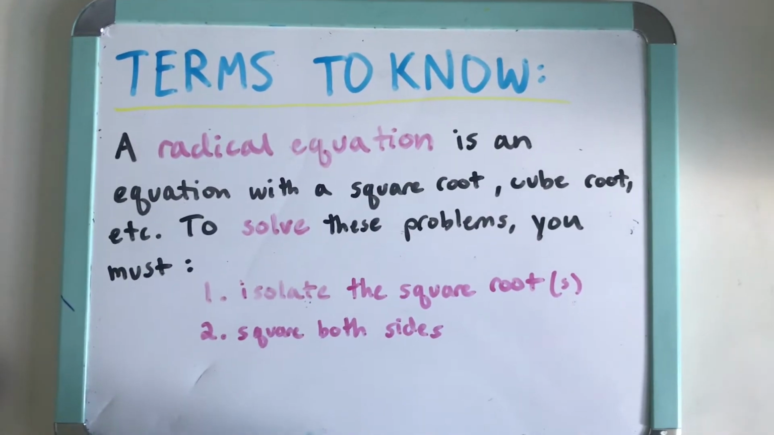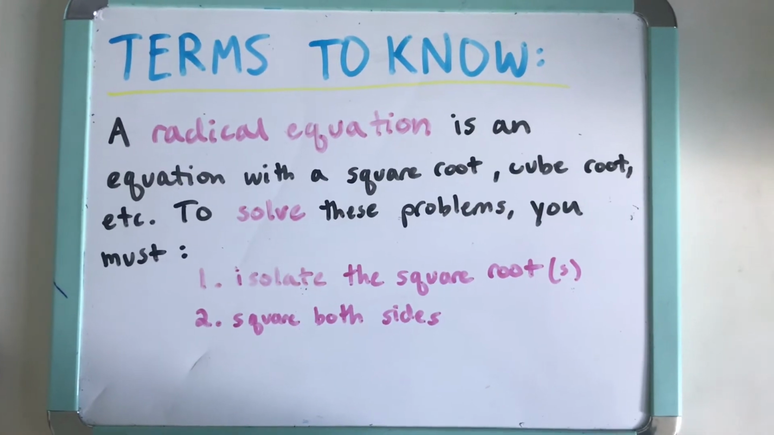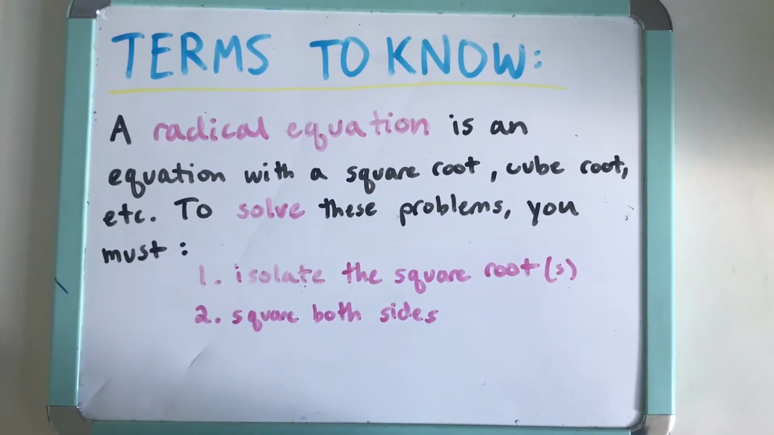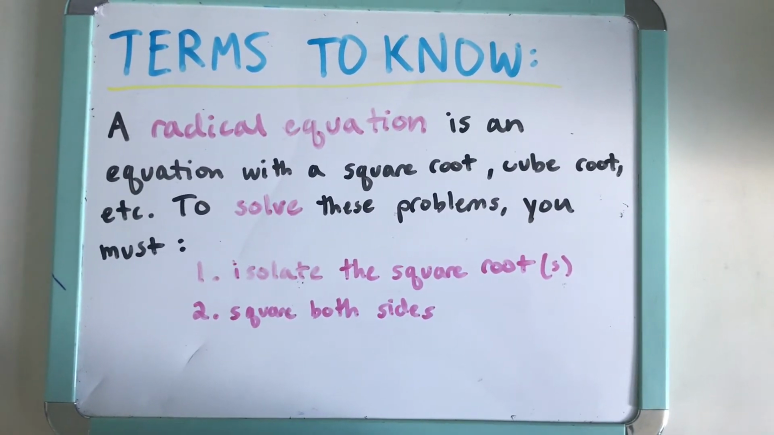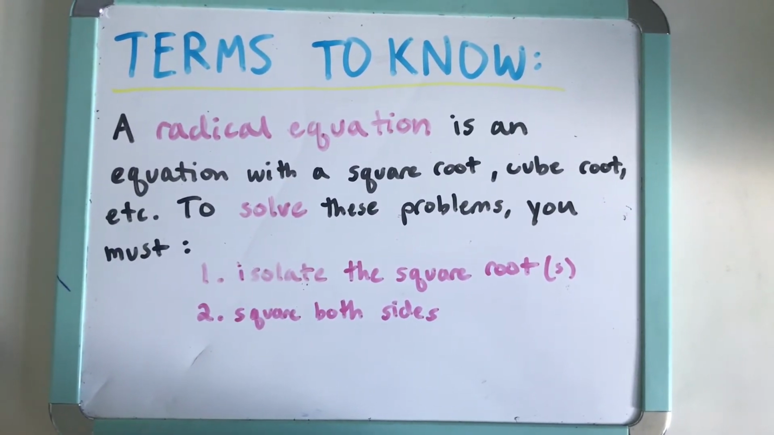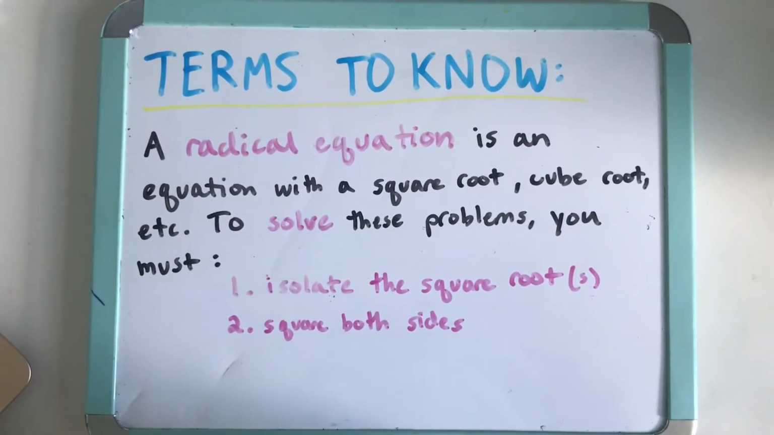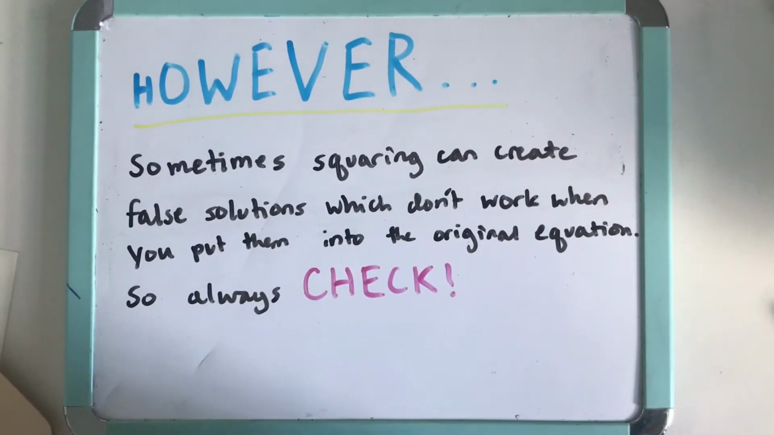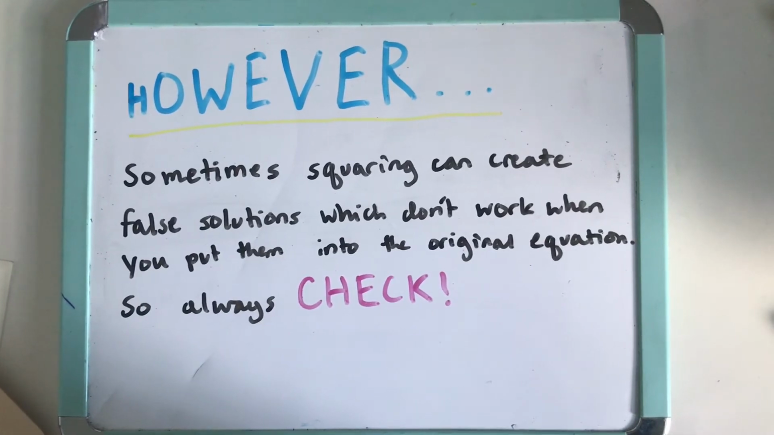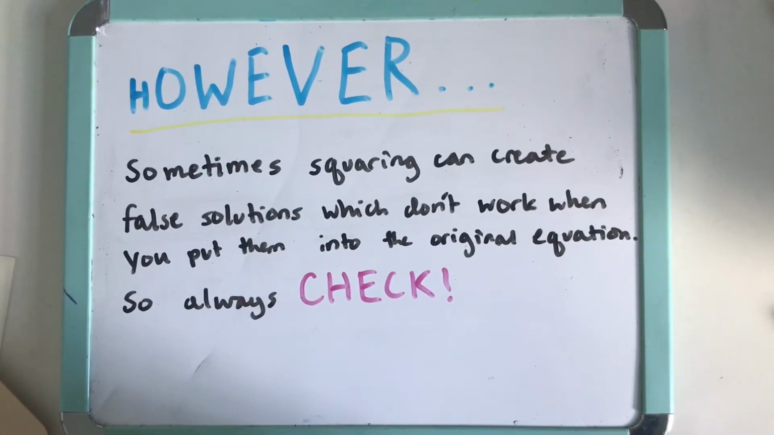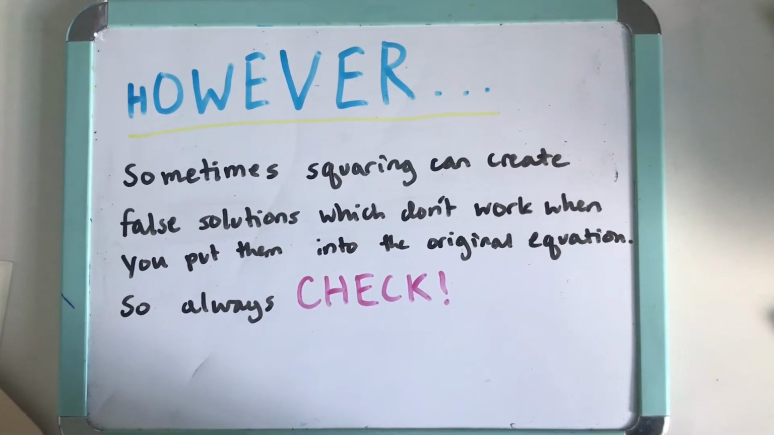Alright, here are some terms to know really quickly. A radical equation is an equation with a square root, cube root, etc. To solve these problems, you must 1. Isolate the square root, which means moving it to one side by itself, and then 2. square both sides. This will get rid of the square root. However, it's also really important to keep in mind that sometimes squaring can create false solutions which don't work when you plug them into the original equation. So always remember to check your answers by plugging them into the original equation.